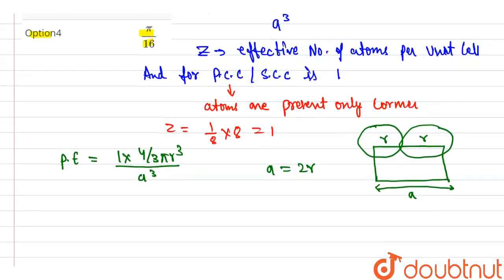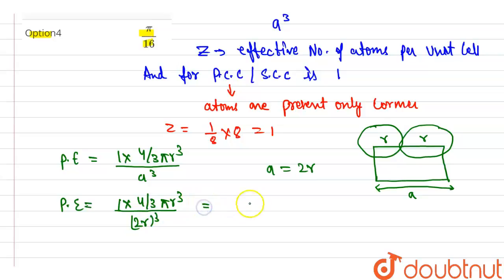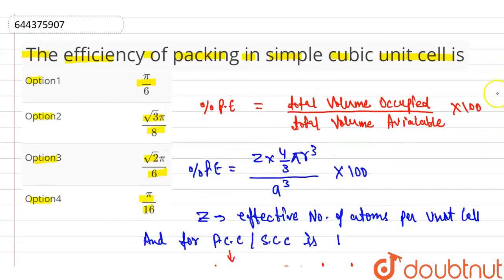Now put the value of a, then the packing efficiency is equal to 1 into 4 by 3 pi r cube upon 2r whole cube. Now solving, we get 4 by 3 pi r cube upon 8 r cube. r cube is cancelled out, and 3 into 2 are 6, so we get pi by 6. So our correct option is option number first. The packing efficiency in simple cubic cell is pi by 6.